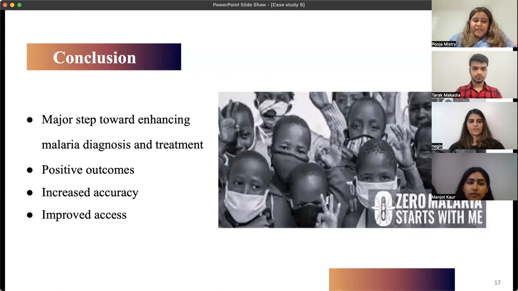Using RDTs to diagnose malaria has been shown to be a cost-effective strategy. RDTs are easier, quicker, less expensive, and need less infrastructure and training than conventional microscopy, making them more accessible and available to medical institutions.